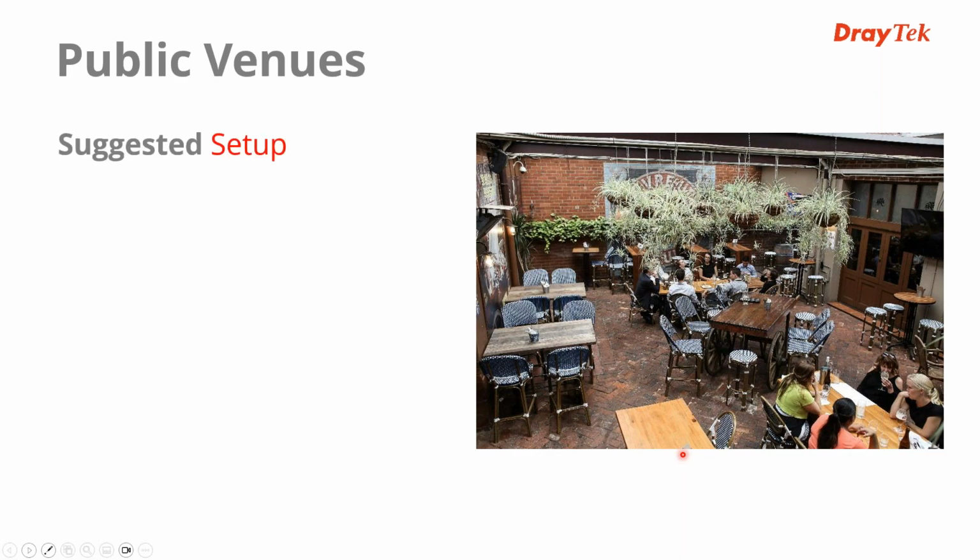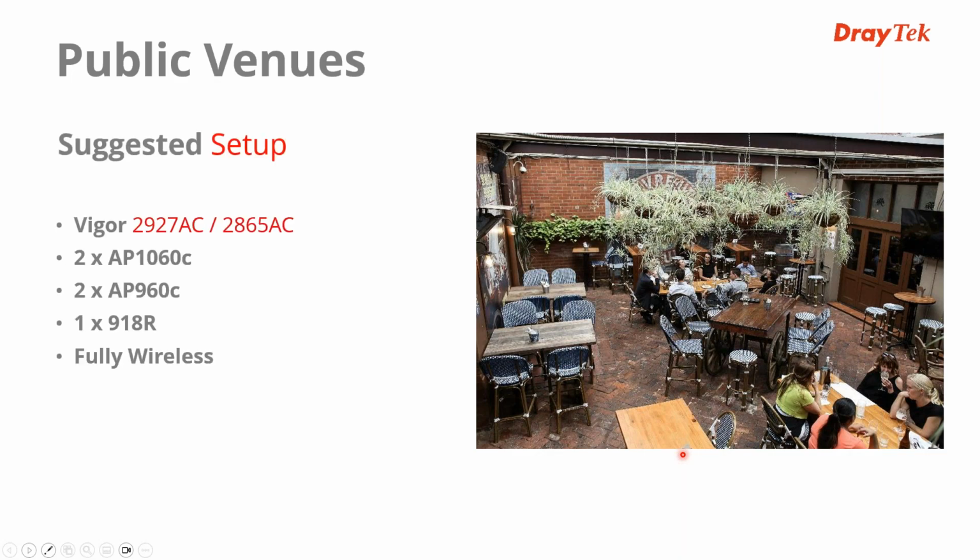For this one, I decided to suggest a setup of a 2927 AC or 2865 AC. I went for AC as the 918 outdoor one meshes with the AC models. So depending on the size, you could have 2 1060Cs or 2 960Cs. So you could have the full 5 for full coverage of the inside and outside of your pub.